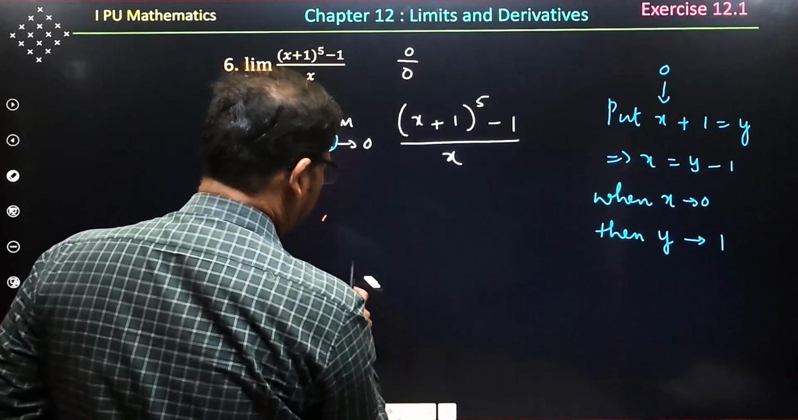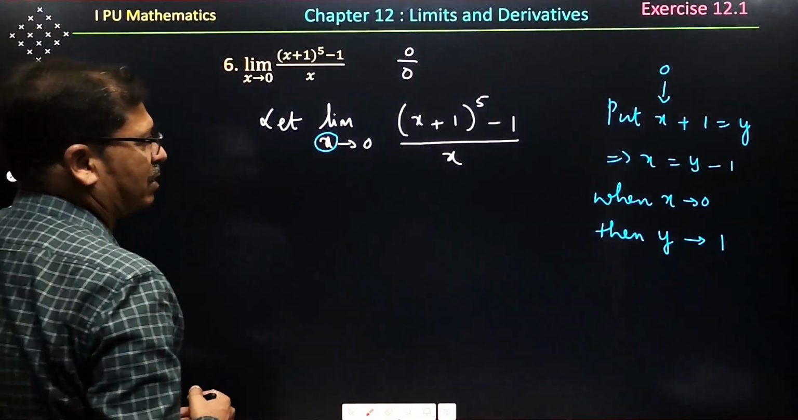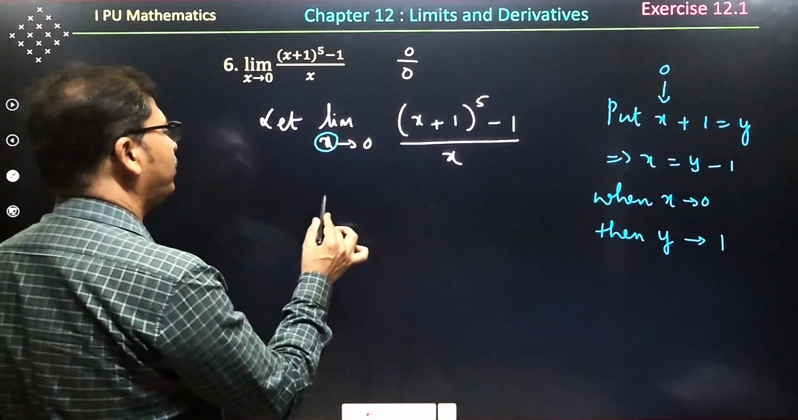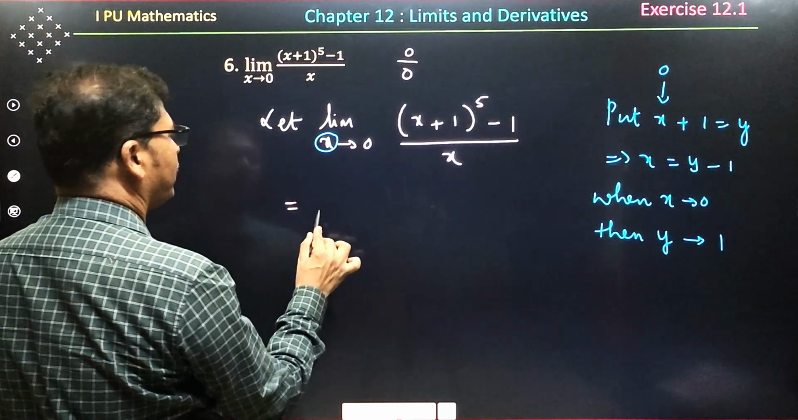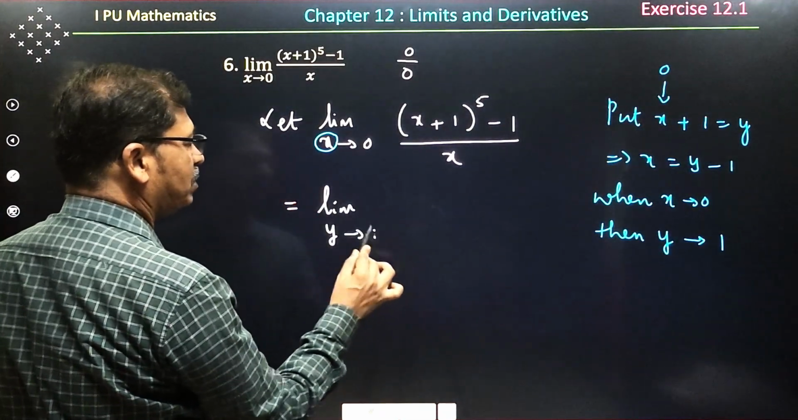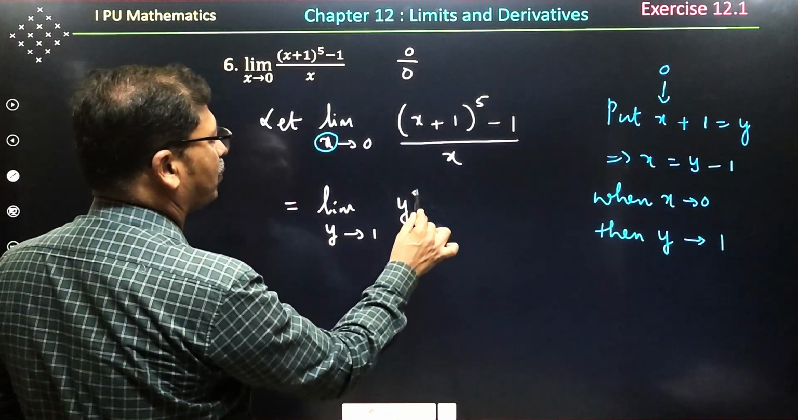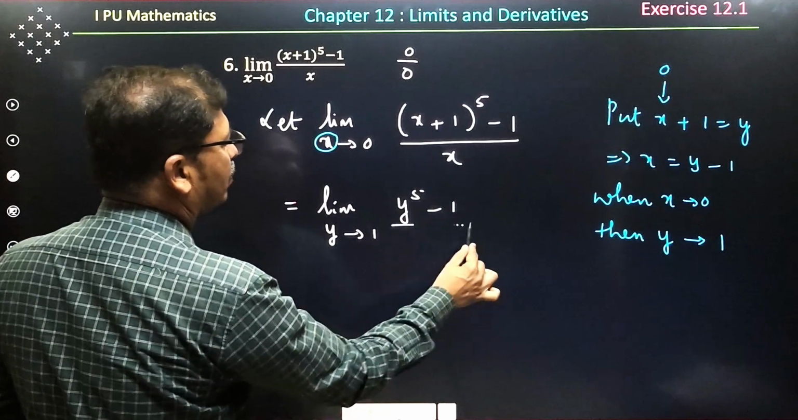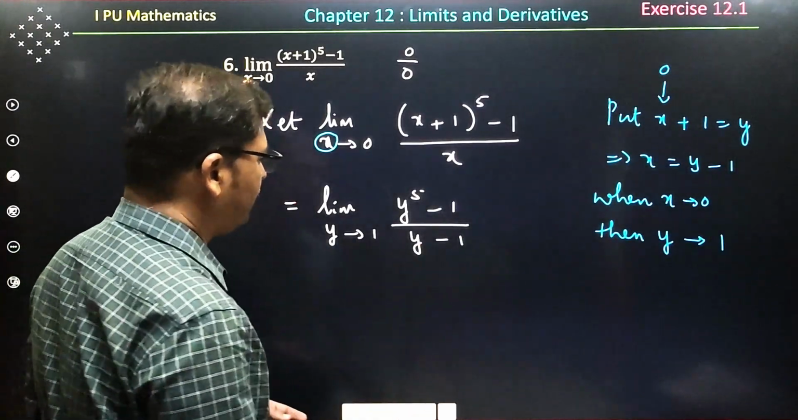Please concentrate here. Somewhat tricky. Easy here, no difficulty, but you are facing it the first time. That's why it seems to be somewhat difficult for you. See, this is equal to limit y tends to 1. I have substituted here. X plus 1 is nothing but y, so y to the power 5 minus 1 divided by x, which means y minus 1. See the simplification there.